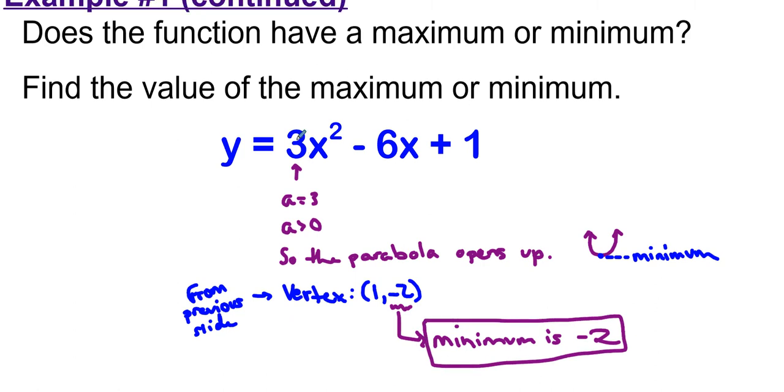So it all depends on this a value. If a is positive, the graph opens up, so it has a minimum. If a is negative, the graph would open down, and then it would have a maximum. But the max or min value is always the y-coordinate of the vertex.